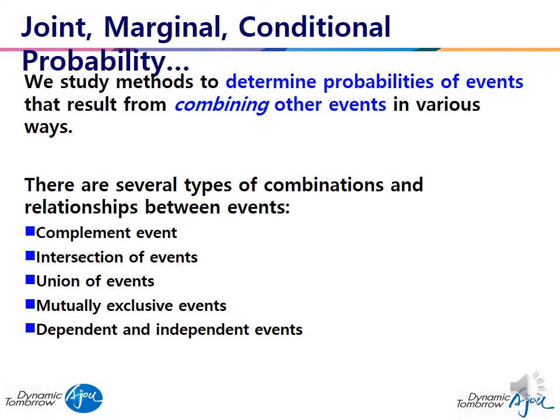Now we are going to talk about joint, marginal, and conditional probability. We study methods to determine the probability of an event that results from combining other events in various ways. There are several types of combination and relationship between events: complement event, intersection of events, union of events, mutually exclusive events, and dependent and independent events.